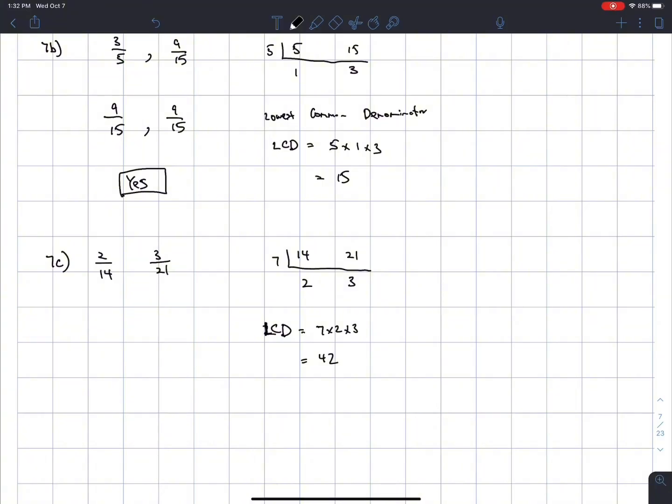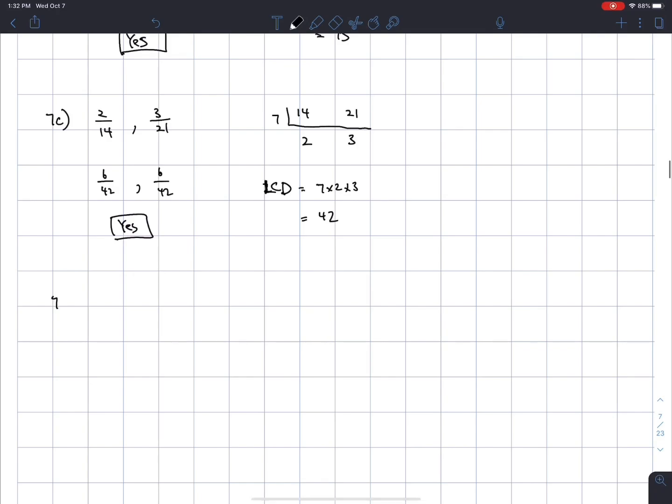So for 3/14, I can multiply both of them by 3. I get 9/42. For 3/21, I can multiply both of them by 2. I get 6/42. So no, they are not equivalent. 7d. We have 2/3 and 3/5. Same idea, I want to make sure that they have the same denominator. I can't divide both 3 and 5 by the same number, so I would just multiply them. It will just be 15.